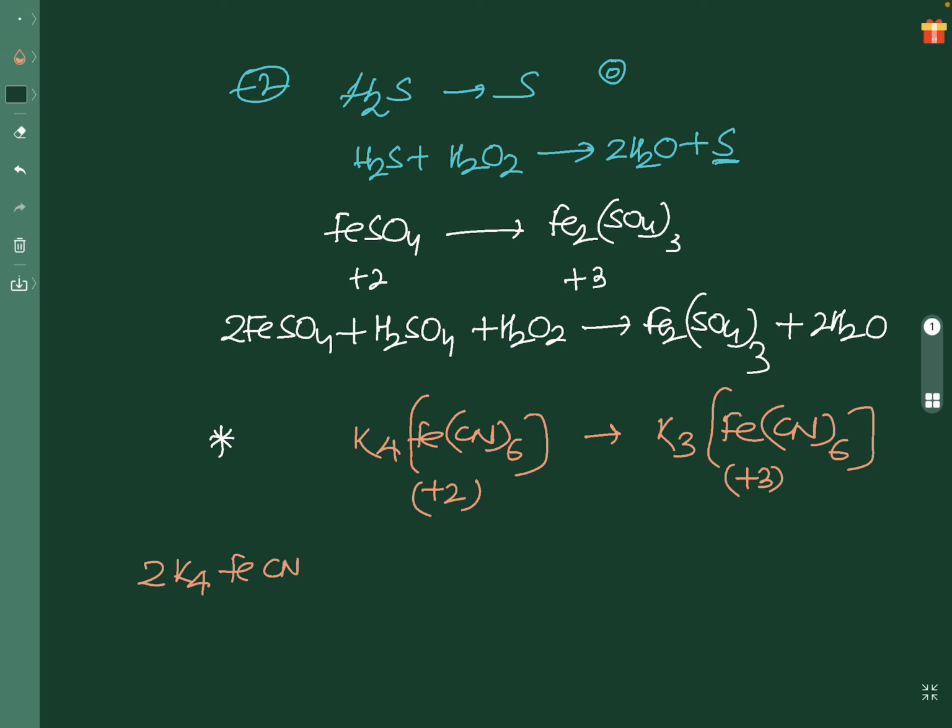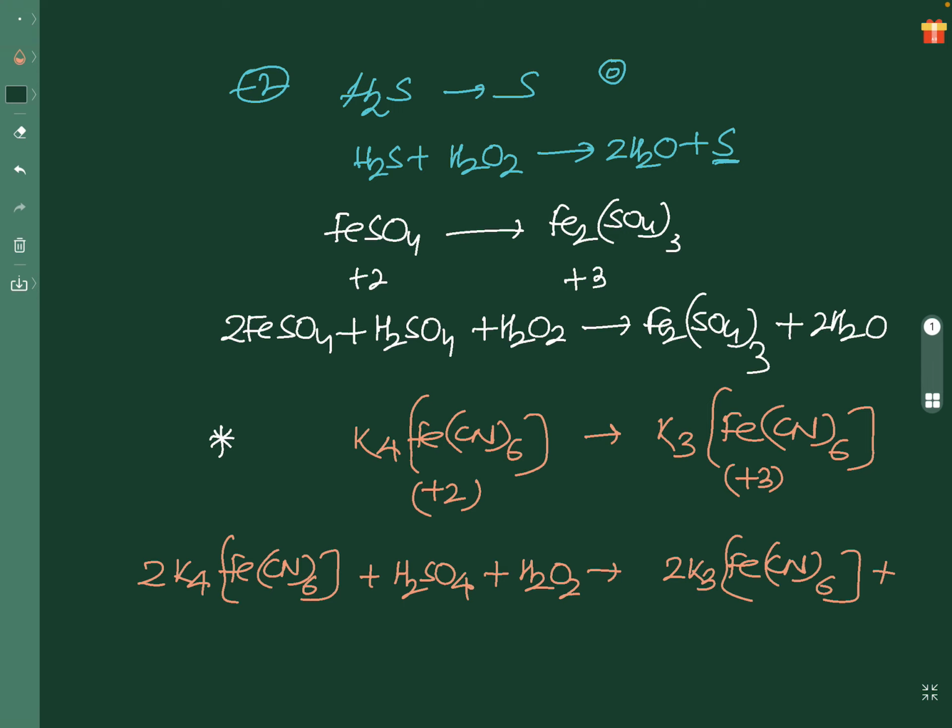2K4Fe(CN)6. There is no need to search for any balanced equation. I am giving you the balanced equation also. In the presence of acid medium, H2SO4, hydrogen peroxide is the oxidizing agent. Make this 2K3Fe(CN)6. Potassium ferrocyanide is converted to potassium ferricyanide plus K2SO4 plus H2O.